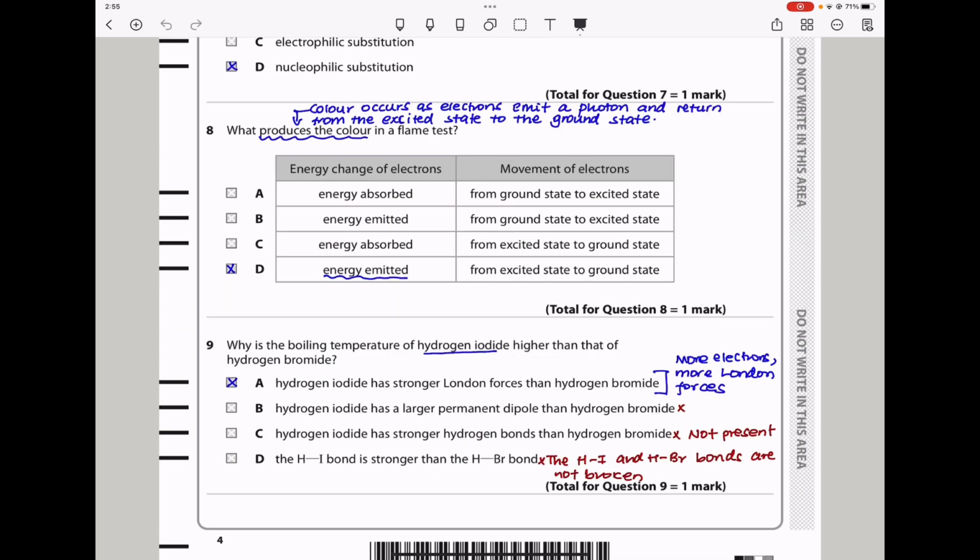Question 9. Why is the boiling temperature of hydrogen iodide higher than that of hydrogen bromide? Because both are halides that do not have intermolecular hydrogen bonding, it's going to be due to more London forces present in hydrogen iodide.